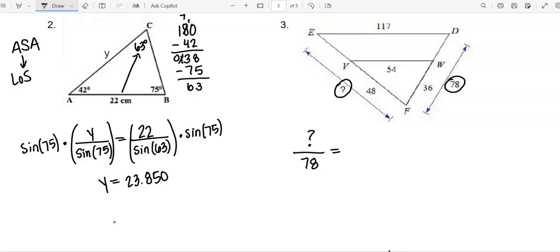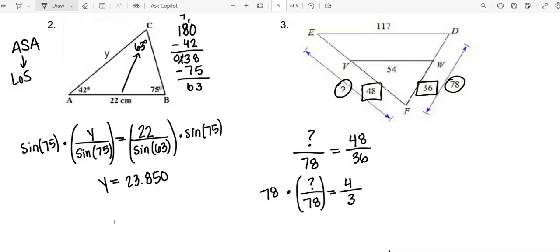Equals, if I did whole side over whole side, I need to go small side on the same side as question mark over small side, same side as 78. I do notice, you have a calculator, which is great, but we need to be prepared to do these without a calculator. 48 and 36, their greatest common factor is 12. And so I could say, okay, question mark over 78 is equal to 48 divided by 12 is 4, 36 divided by 12 is 3. And now to solve for question mark, I'm going to multiply by 78 on both sides.